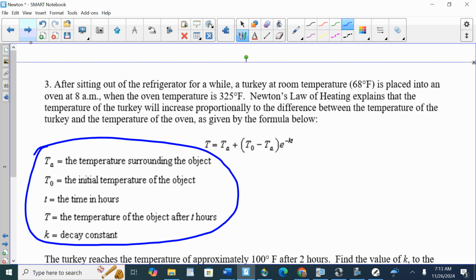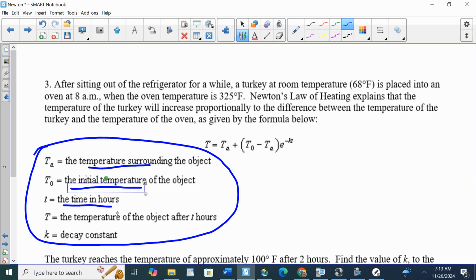But here it says T_A is the temperature surrounding the object, T_0 is the initial temperature, little t is the time in hours, big T without a subscript is the temperature after time passes, and K is a decay constant. So we're going to carefully read through it and identify what each variable is and go from there.